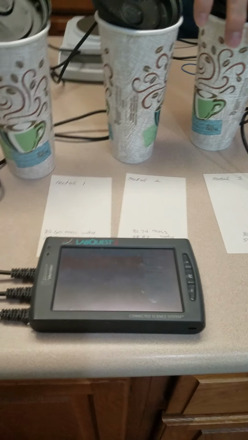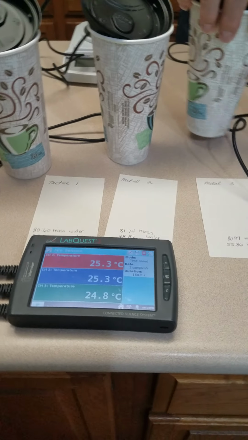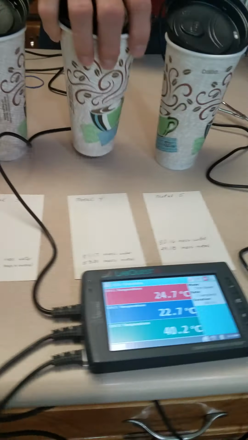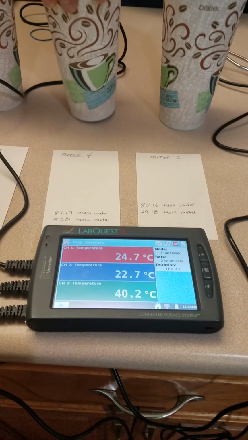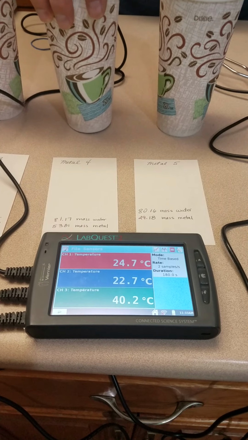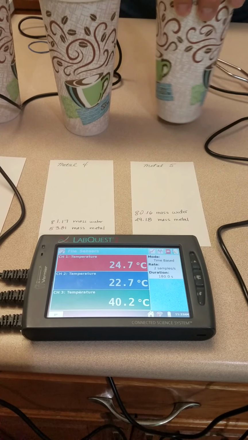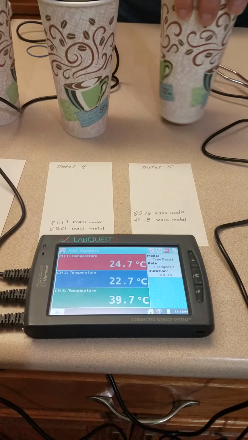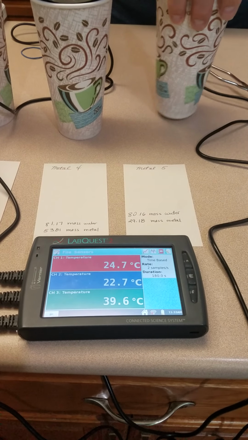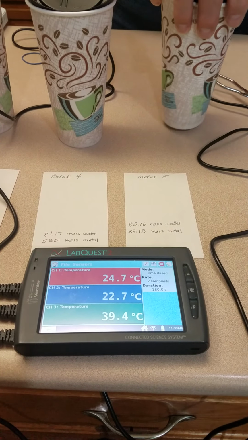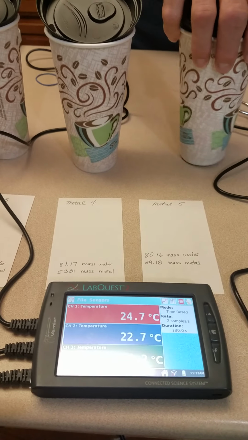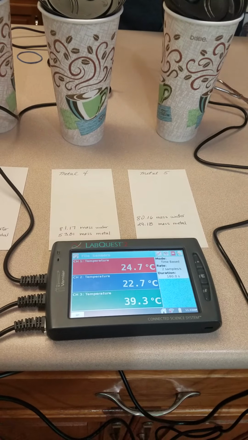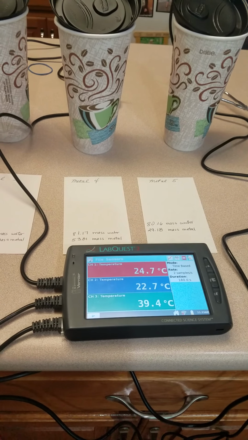Second, we'll go 25.3. 24.8 for number three. 24.7 for number 4, and 22.7 for number 2. Unless there was a higher number in there somewhere. Number 5. Or excuse me, for number 5 is 22.7. All right, there we go. So those are your numbers. We'll see how the lab works out.